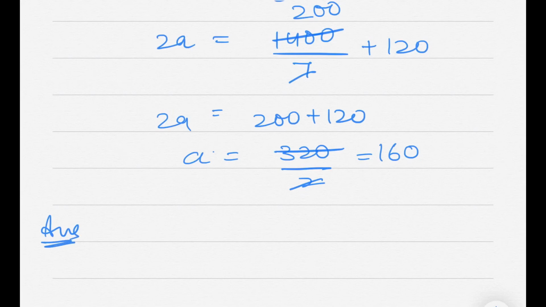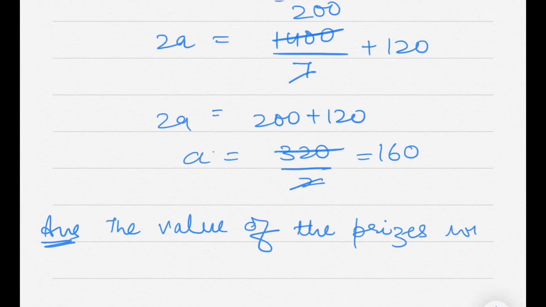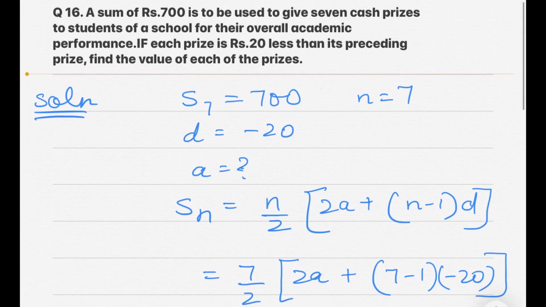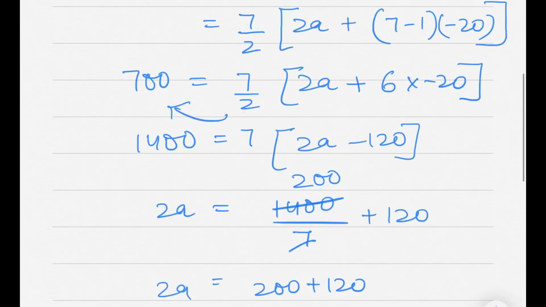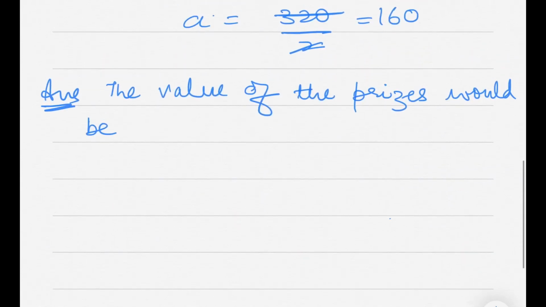So I can directly write down my answer, that the value of the prizes, right? The value of the prizes was, as they had asked the question like this. Okay, what were the prizes?